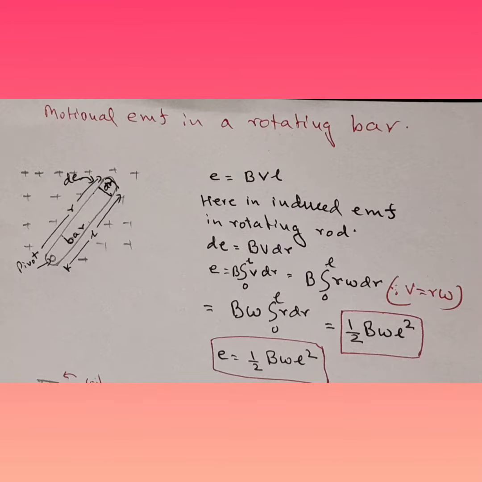Let's try and find out motional EMF in a rotating bar. Now assume that this is a metallic bar, which is rotating in a magnetic field. Now we have put a cross over here. Since we have put a cross, the magnetic field is perpendicularly into the plane of paper. All right. Now this is the pivot and it's rotating in the magnetic field.